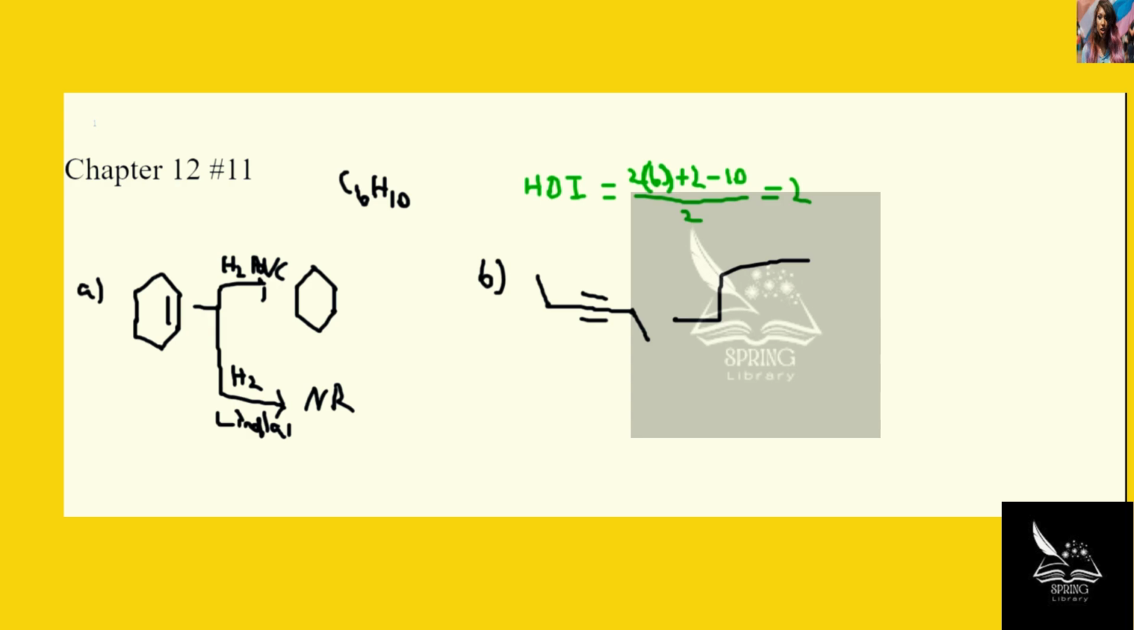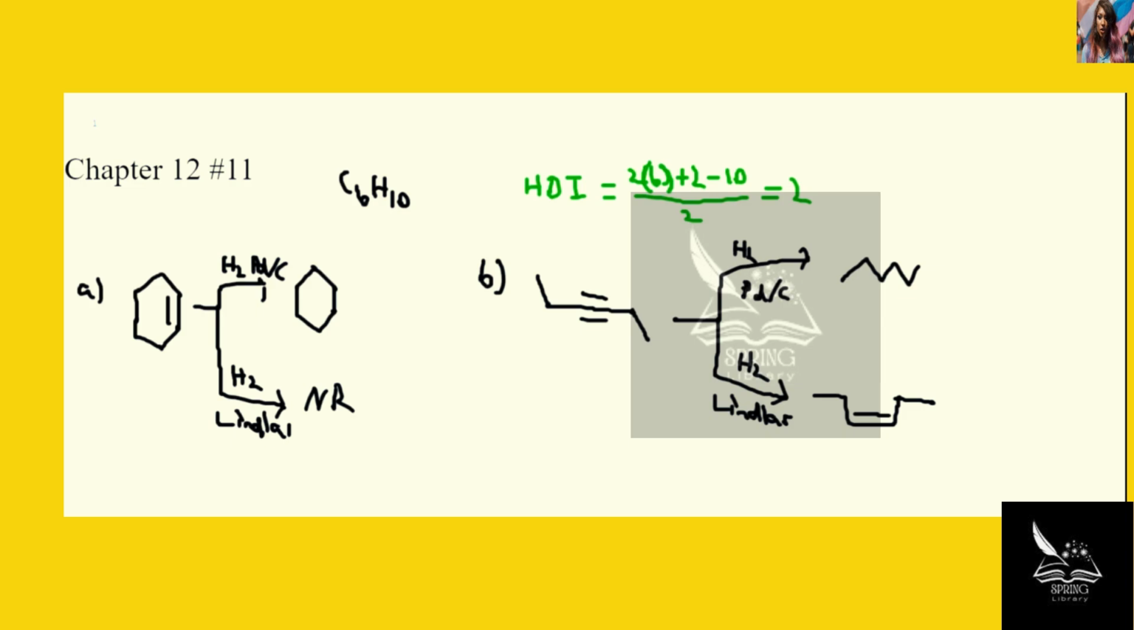And so again, when we do H2 with palladium on carbon, this is going to just become hexane. And when we do hydrogen gas with Lindlar catalyst, we're going to get the cis alkene. So remember, that's the utility of Lindlar's catalyst. It reduces an alkyne to selectively just the cis alkene. And so that's what that's going to look like from that starting material that I chose for B.